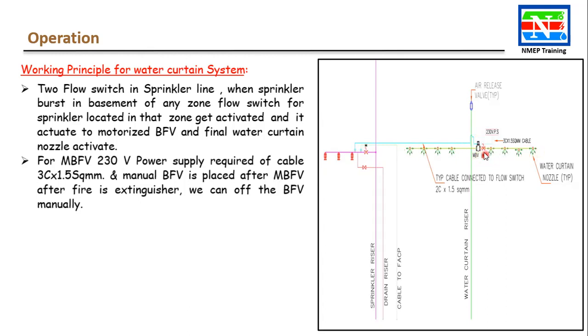And here we have a manual valve, meaning you can turn it off accordingly, and you require a power supply, as I told, 230 volt power supply, and the cable is 3 core 1.5 square cable. And this is your water curtain system, and this is your normal K80 or K5.6 sprinkler. For the motorized butterfly valve, 230 volt power supply is required, cable 3 core 1.5 square, and a manual butterfly valve is placed after.